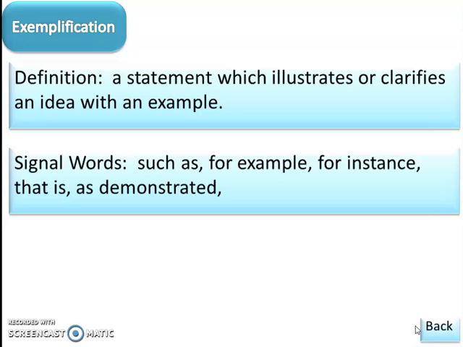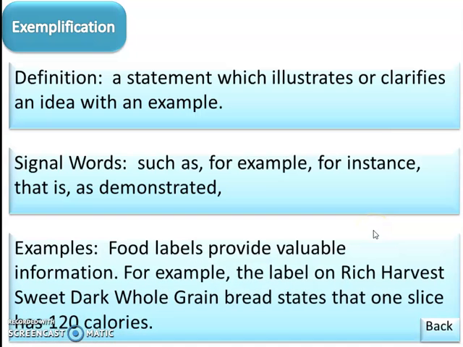Signal words like such as, for example, for instance, that is, as demonstrated. This is an example. Food labels provide valuable information. For example, the label on Rich Harvest Sweet Dark Whole Grain Bread states that one slice has 120 calories. So in the following sentence, he's giving an example in order to clarify this point. How did he clarify? By giving an example. That's why we call it exemplification.